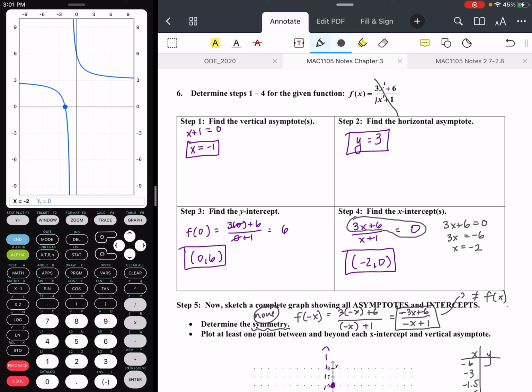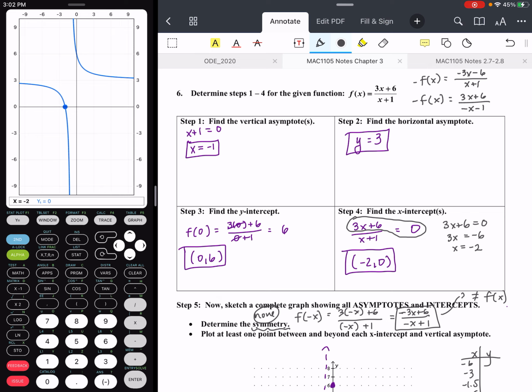It's not an even function. But do I have this equal to negative f of x? Just as a reminder, negative f of x could equal a negative distributed through my numerator, which would be negative 3x minus 6, and then the denominator stays the same over x plus 1, or negative f of x could equal 3x plus 6, nothing changed in the numerator, over negative x minus 1, that minus sign distributed in the denominator.